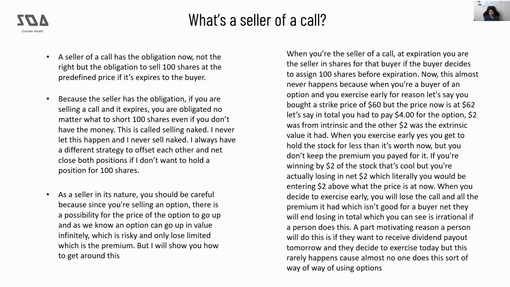Let me explain this in a simpler way. Remember that you bought the $60 strike, and the price went up to $62. If you exercise the option, you're buying the stock for $2 less, and you're gaining a $2 profit because it's now 62. However, when you exercise an option early before expiration, you don't keep that profit. You get to exercise the option at the strike price if it's in the money. However, you don't keep the premium.